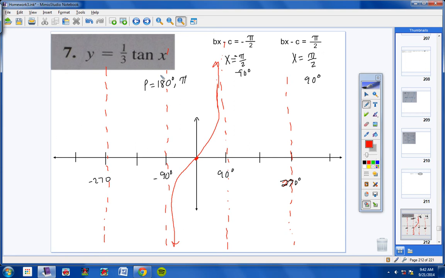I'm not going to be too picky on these, okay? So here's your middle value. It'll come down, hit here, curve here. Wow, that's beautiful. Just kidding. Come down, hit here, curve this way, and there we go.